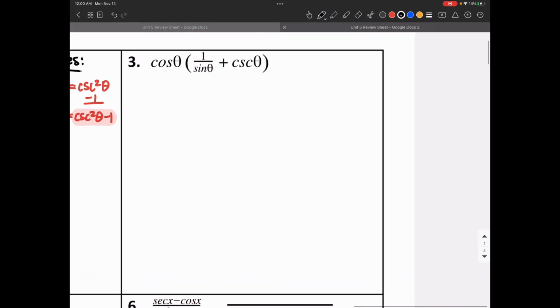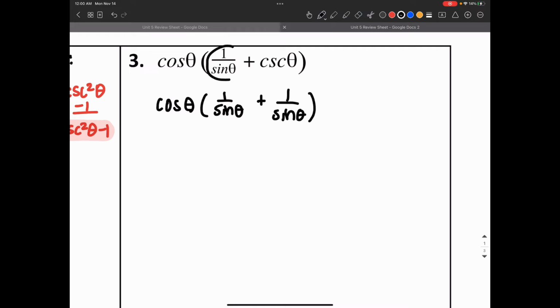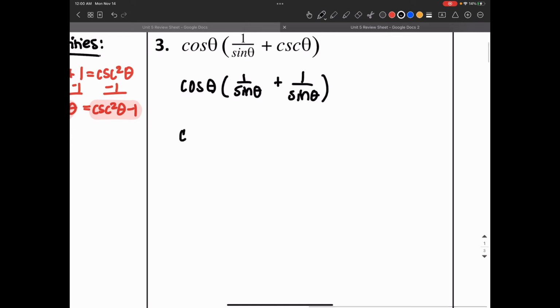For number 3, I have cosine of theta times 1 over sine of theta plus cosecant of theta. I'm going to rewrite cosecant of theta to be a fraction that I know it also is. So I have cosine of theta times 1 over sine of theta plus 1 over sine of theta. And the reason I did that was because I knew that cosecant of theta was 1 over sine of theta, and now I have 2 fractions that I could combine into 1 term. So I'll have cosine of theta times 2 over sine of theta if I add those 2 fractions together.